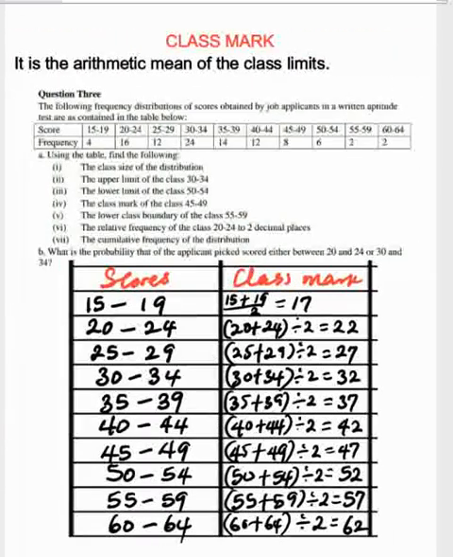All right. Okay, let's quickly resolve the question given to us here. Question number 4. We have the class mark of the class 45 to 49, and we have 45 to 49 here. The class mark is simply 47. So that is how to do the class mark anytime, any day you are given a question like this.